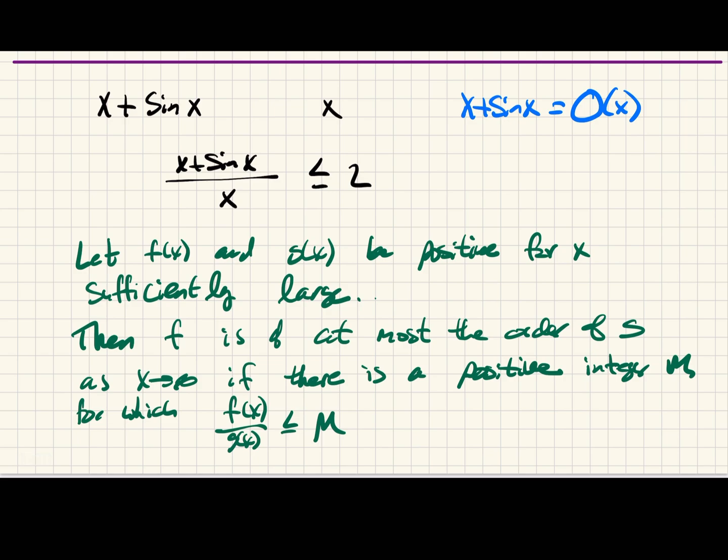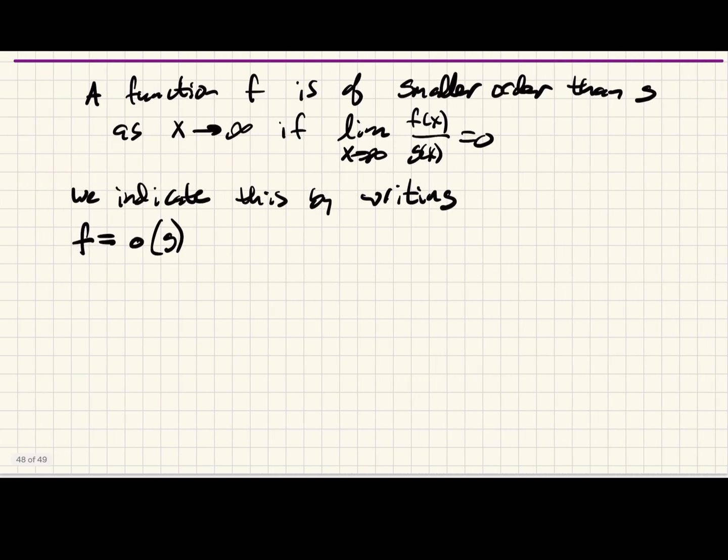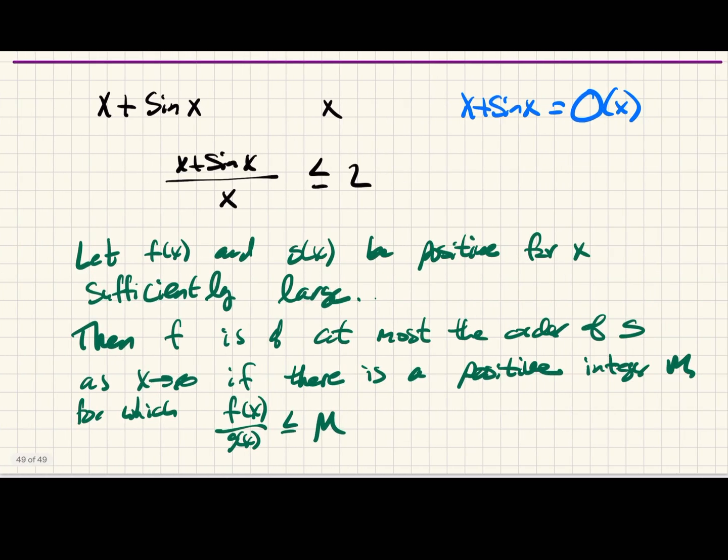So those are some questions that are going to come up, and that's what you've got to do. You just look at the quotient. You find the limit, if it's 0, and then you look at the quotient, and if you can find the limiting value, then you have the big O. Okay? There's not much more to it than that.